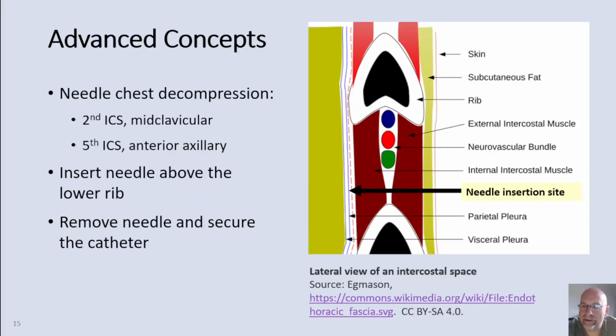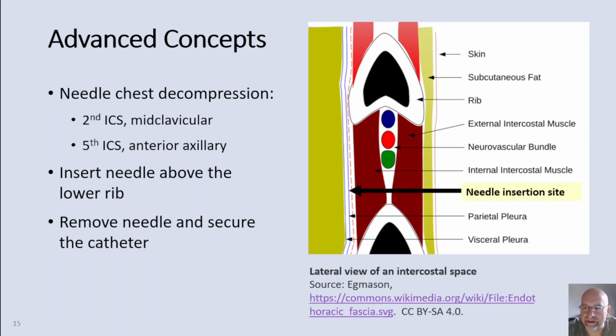The angiocath should be placed above the lower rib in the intercostal space to avoid damaging the neurovascular bundle that's located underneath the upper rib, as seen in the image here. The second intercostal space is the more common site used by paramedics because it's usually easier to access. The thicker chest wall at this location may result in the inability of the catheter to actually get into the thoracic cavity and may cause kinking of the catheter during patient movement or transport.